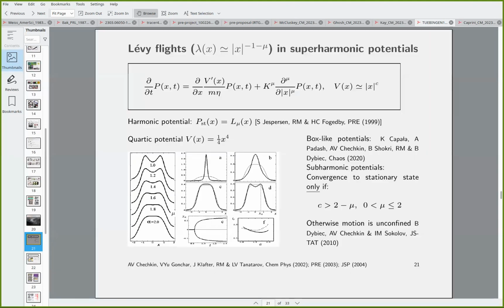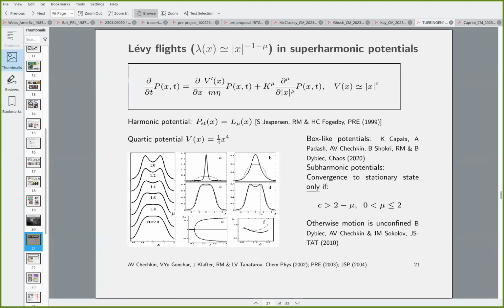So let's quickly look at fractional Brownian motion in an external potential. Before I go there, one small slide on Levy flights, Markovian processes with long-tail jump length distributions. Here we see that if we have a potential that's steeper than harmonic, for harmonic it stays a stable distribution, which gets the stationary limit. Once you go to steeper potentials, like a quartic potential, you actually get a bimodal distribution.